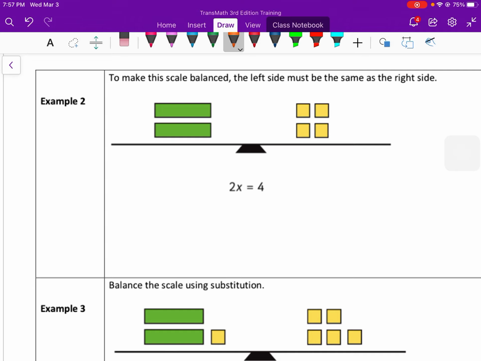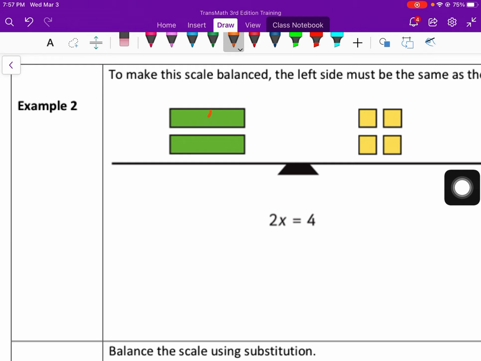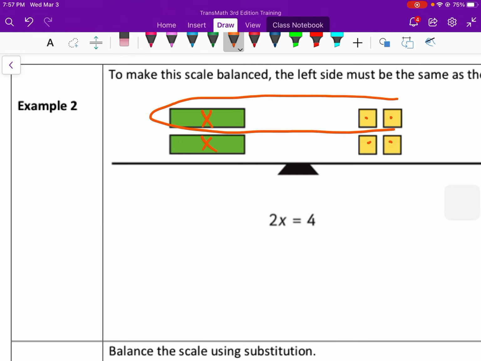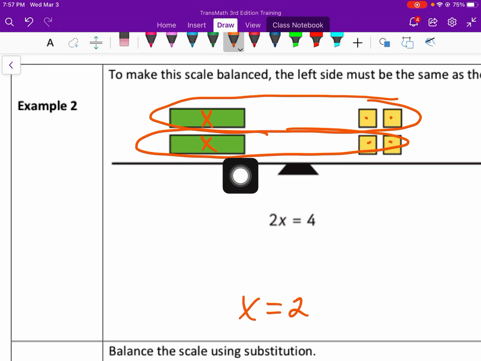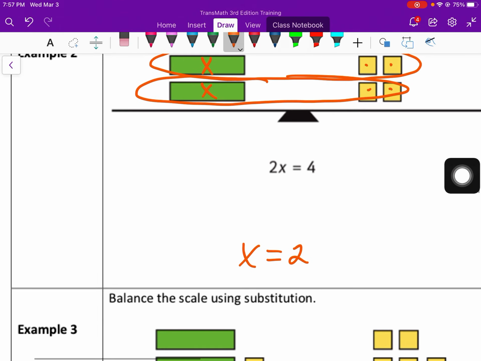Now, to make this scale balanced, the left side must be the same as the right. They must be equal. So on the left is 2x. So each one of these represents an x. On the right, we have equals 4. 1, 2, 3, 4. So when we look at it, we'll have x equals 2 because this x equals those two to keep it balanced. And again, you could check with the bottom one too. It'd be the same thing. X equals 1, 2.